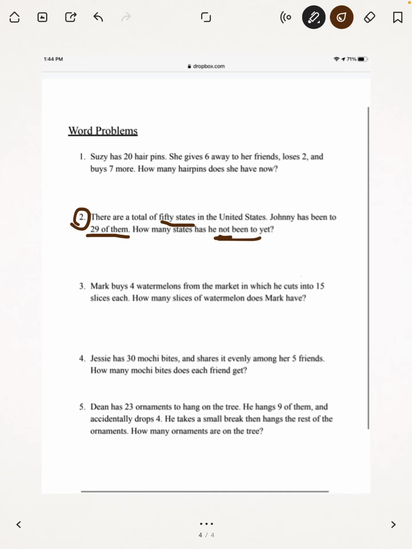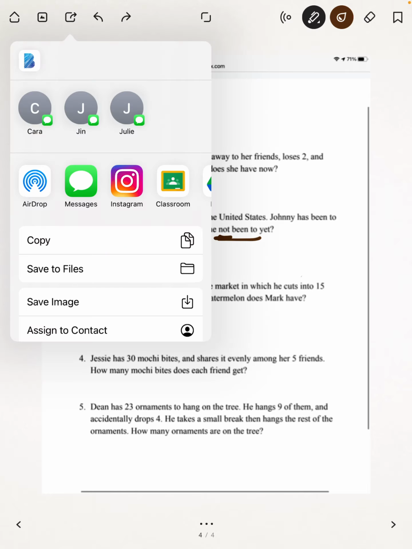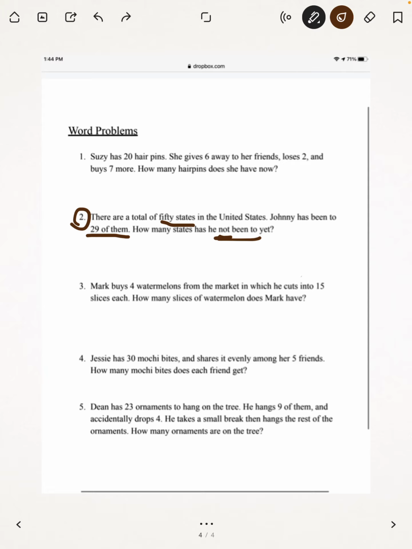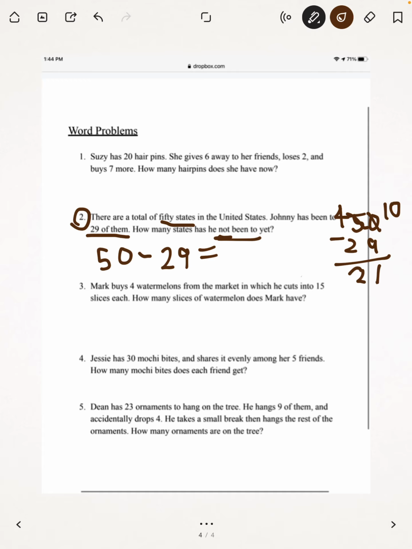So we know that there's 50 states in the United States. Let me write that again. Sorry. So there's 50 states in the United States, and it says Johnny has been to 29 of them. So we're just going to subtract 29 to find how many he hasn't been to. So if we do 50 minus 29, we get 0. Since we can't subtract 0 minus 9, we're going to have to borrow. The 5 turns into a 4, 0 turns into 10. 10 minus 9 is 1. 4 minus 2 is 2. So Johnny has not been to 21 states.